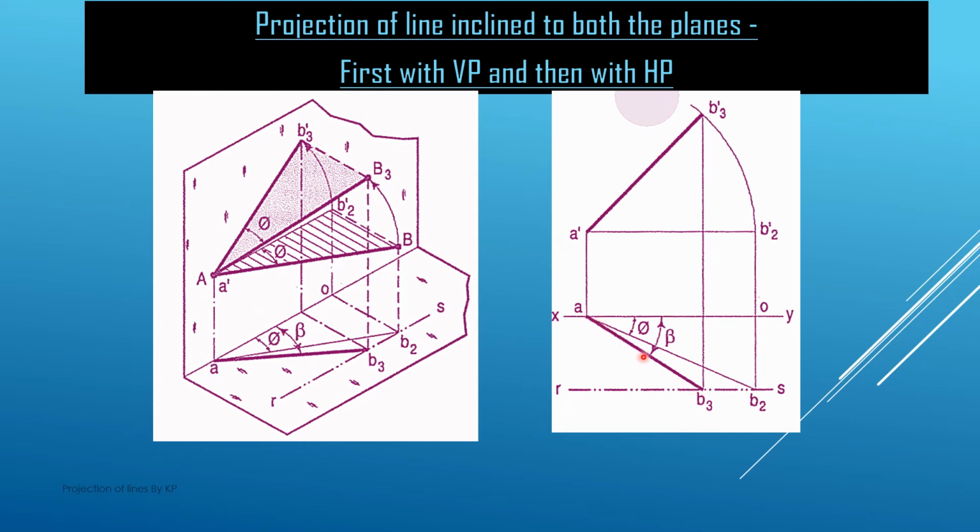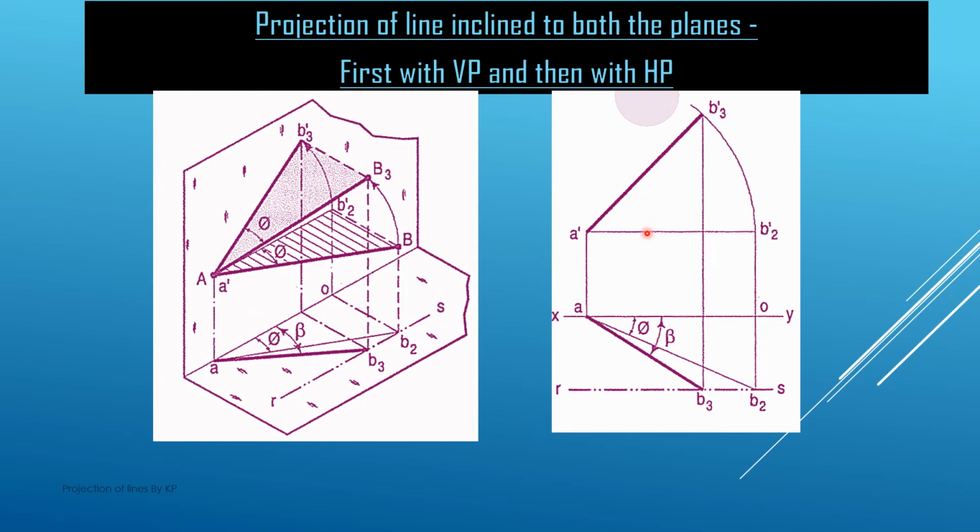Now this point B2 is changing from this position to B3 position. If we see the inclination of this B3 line, it is making an inclination of beta from the XY line. So this A dash and B3 dash, and A and B3, is the final projection of the line when it is making an angle theta with the HP and an angle phi with the vertical plane.